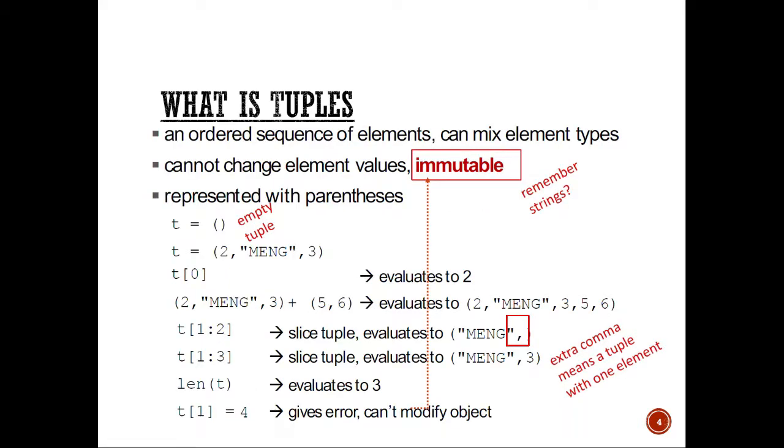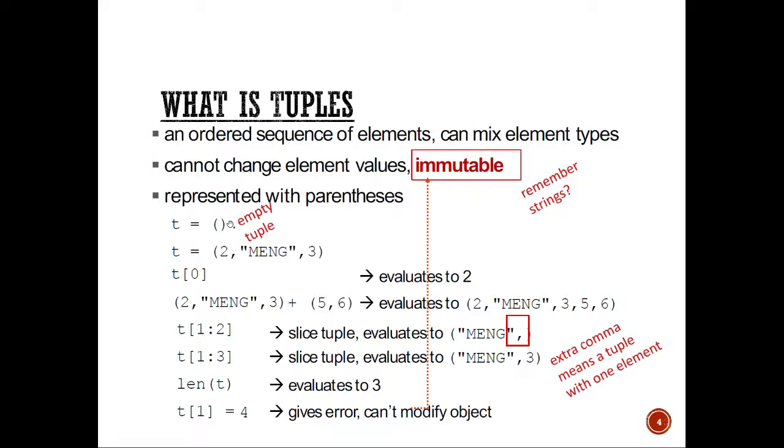Starting off with tuples. What is a tuple? A tuple is an ordered sequence of elements that we can actually mix the element types in. So for example, here we can see we have an integer and a string as part of one tuple. Note that to define a tuple, we represent it with parentheses.